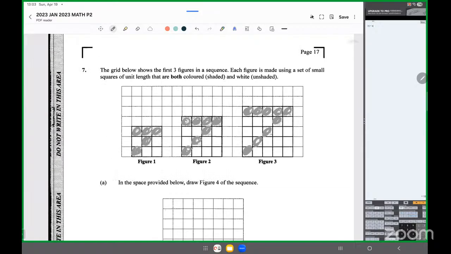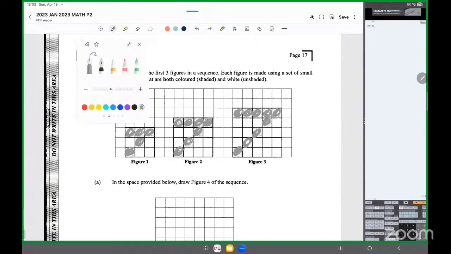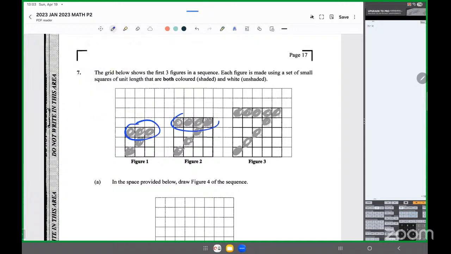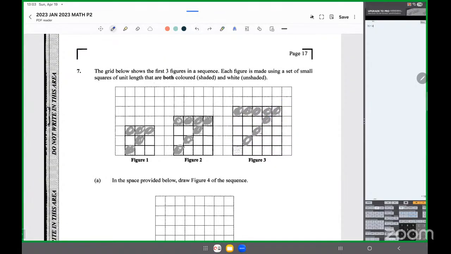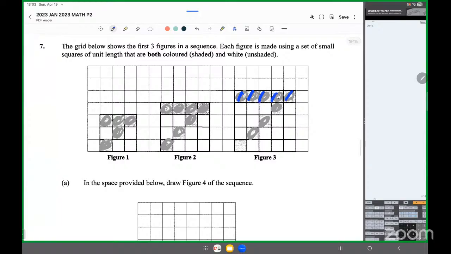All right, let's look at the pattern. So we keep adding one more box on the horizontal. From this to this, they add one more on the horizontal. So how many boxes are there on the horizontal? 1, 2, 3, 4, 5. So we now need 6 on the horizontal.